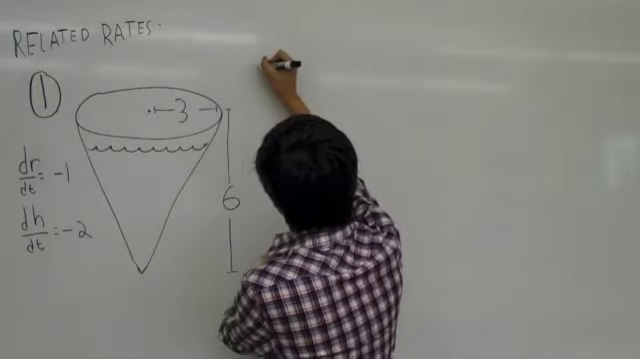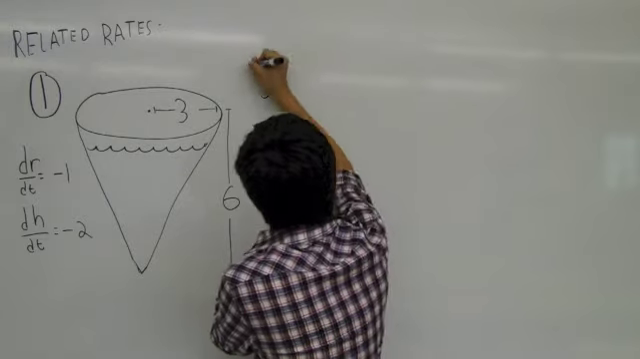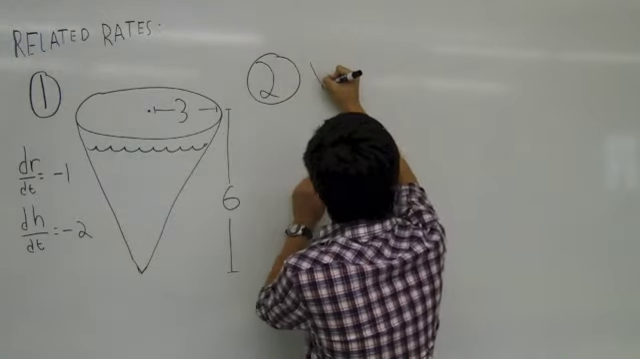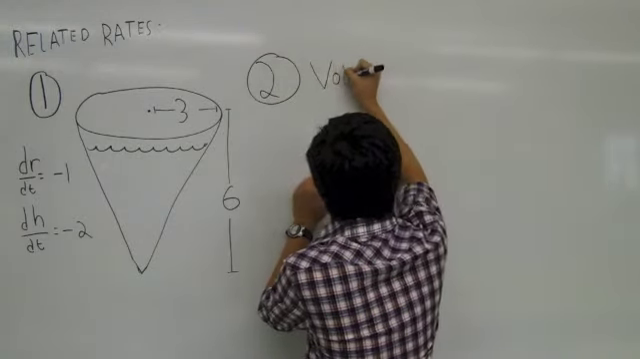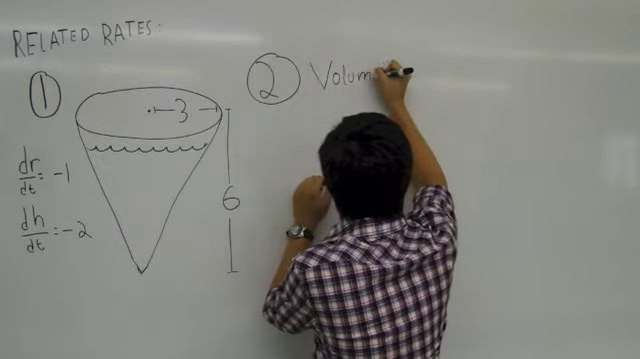Now we're trying to relate the radius, height, and volume of a cone. So the equation that we'll use to do that is the volume of a cone equation.